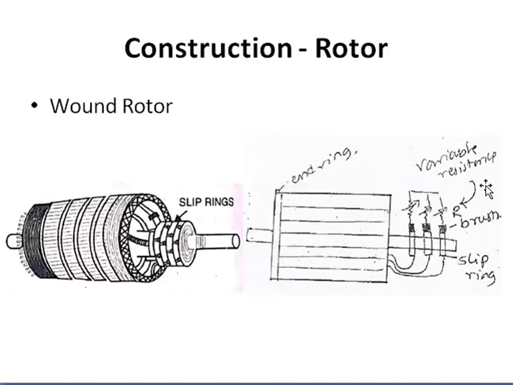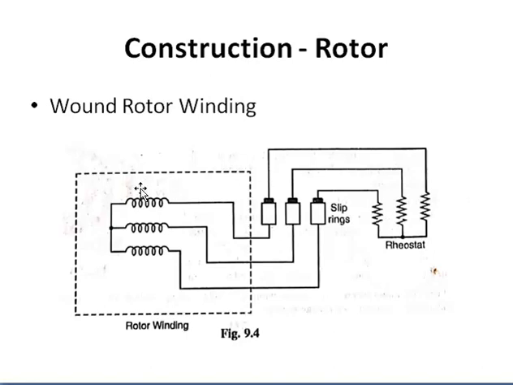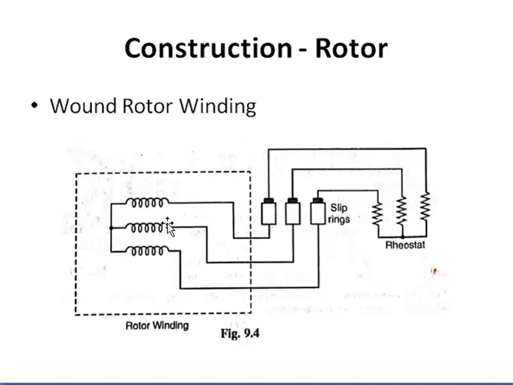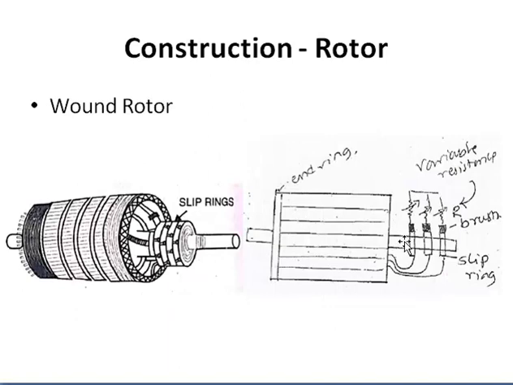The next diagram will show you how the actual connection is. So this is the actual connection. These are the rotor windings. On one side they are short circuited using a metallic ring called an end ring. The other end of the phases are connected to the slip rings. These are 1, 2, 3, the slip rings, and these slip rings are mounted on the shaft.